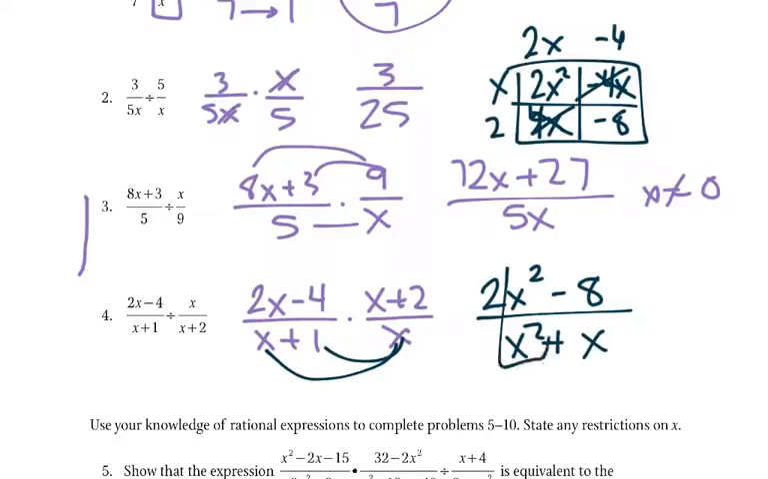Remember, you may think that you can take this and eliminate it, but because of the plus and minus, we can't. So restrictions: x cannot equal 0, and then x plus 1, so negative 1 would make that 0. I believe those are the only two restrictions we would have.